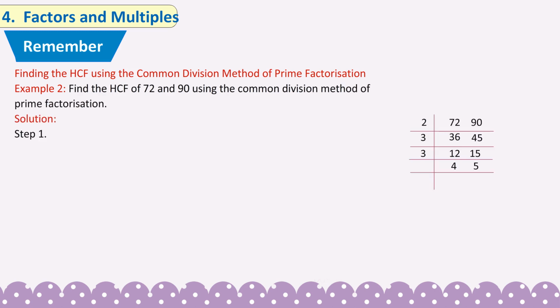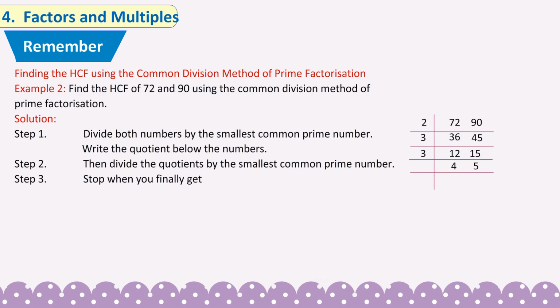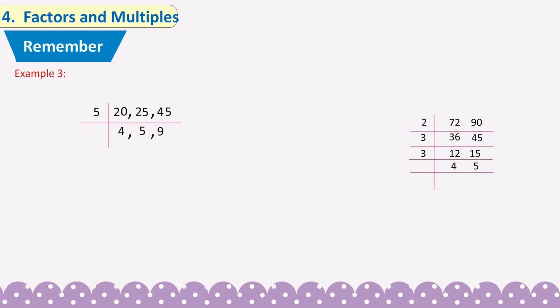Solution. Step 1. Divide both numbers by the smallest common prime number. Write the quotient below the numbers. Step 2. Then divide the quotient by the smallest common prime number. Step 3. Stop when you finally get the quotient as a prime number. Hence, the HCF of 72 and 90 is 18. HCF is the product of all common factors. HCF is equal to 2 multiplied by 3 multiplied by 3, which is equal to 18. Example 3.